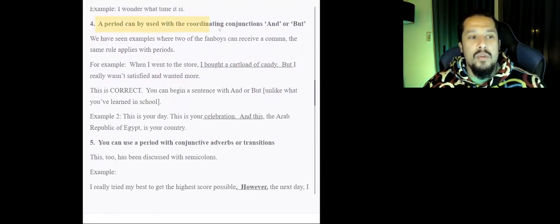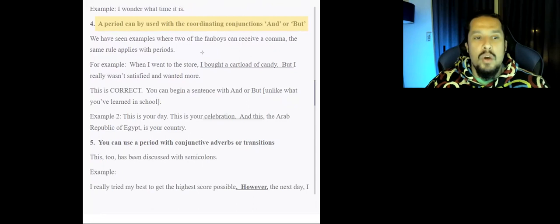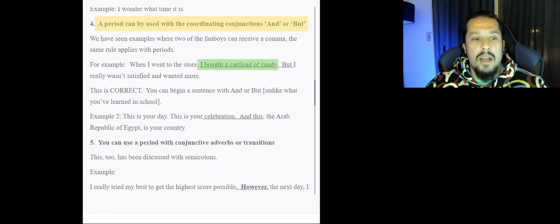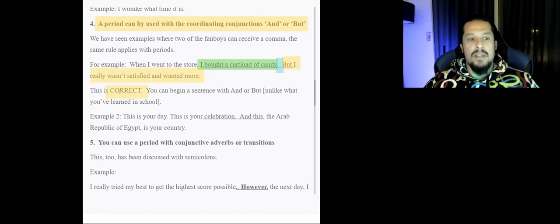Number 4: a period can be used with a coordinating conjunction, and with but. This confuses students, but it is true. We've seen examples where the fanboys can take a comma, a semicolon, and also a period. Here's a good example. When I went to the store, I bought a cartload of candy. Let me highlight that. Period, right there. But I really wasn't satisfied and wanted more. Now, this is correct, guys.